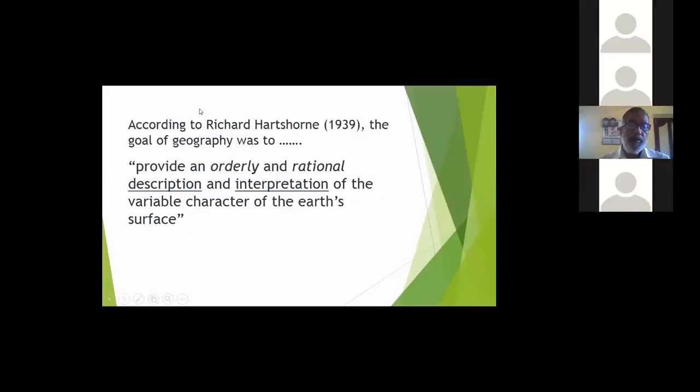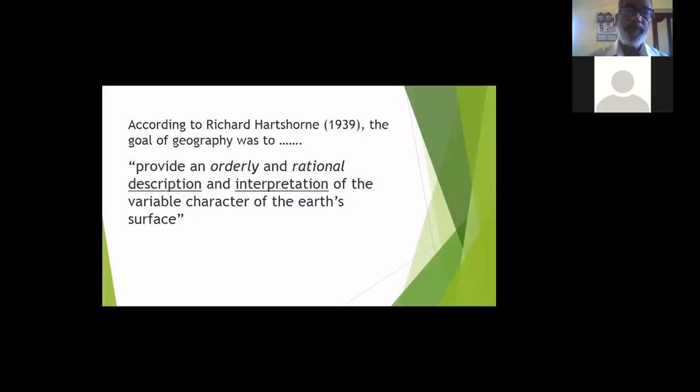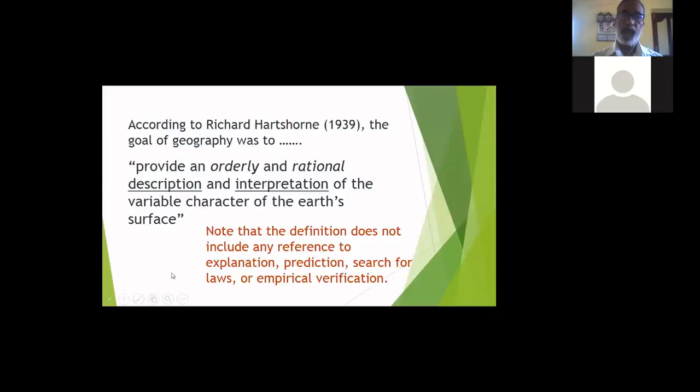According to Richard Hartshorne, geography was to provide an orderly and rational description and interpretation of the variable character of the Earth's surface. This is probably the elementary school definition, but nevertheless very important even for graduates and undergraduates, even for geographers and non-geographers who tend to use geography more and more than the geographers themselves now. Note that the definition does not include any reference to explanation, prediction, search for laws, or empirical verification. We should include in any definition of geography all of these and much more.